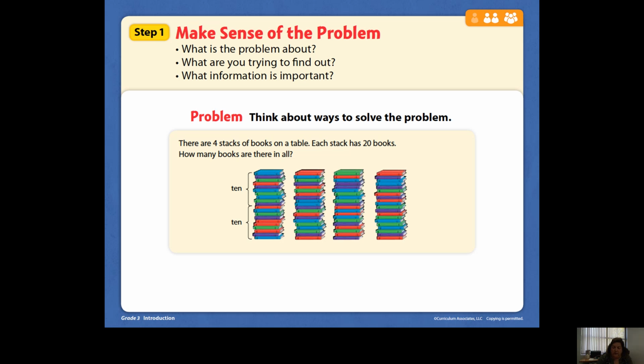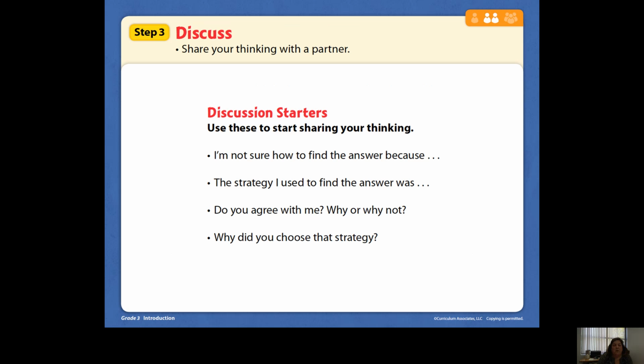So let's take a look at the questions. There we go. These are some questions that you guys can use to talk about the lesson, to talk about the instruction that's going on with your instructional partner. Often, I like that first one. I'm not sure how to find the answer, because sometimes we're just not sure how to get started. And so drawing a picture, writing it in a different way, are all ways to get started.